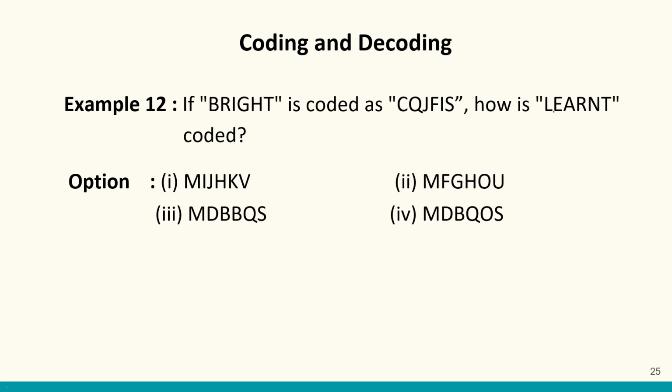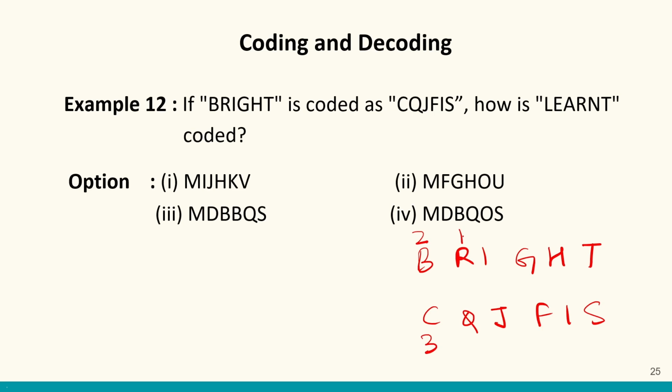Then bright is coded as this. We have to find out the code for learnt. Now bright is coded as CQJFIS. So second position, third position. R is positioned 18, Q is positioned 17, I is positioned 9, J is positioned 10, G is positioned 7, F is positioned 6, H is position 8, I is position 9, and T is position 20, S is position 19.